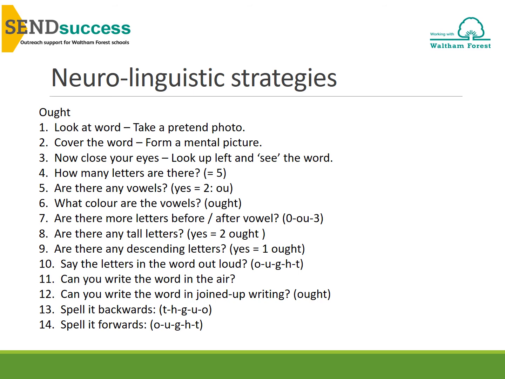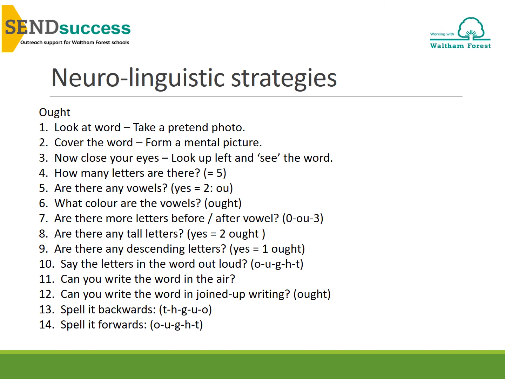So how many letters are there in the word? Can you count them? How many of those letters are vowels? What colour are the vowels? Are there more letters before or after the vowels? So the child is still visualizing that word and then trying to pick out information from it. Are there any tall letters? Are there any descending letters?